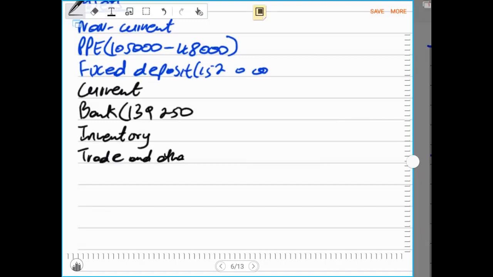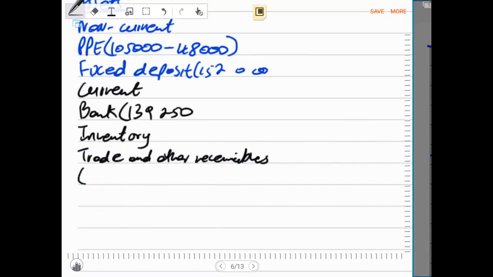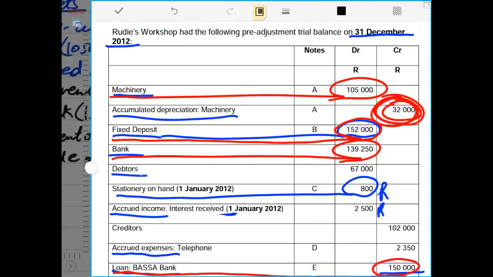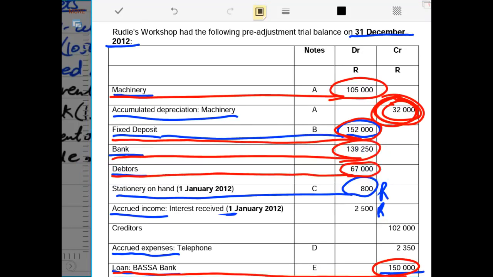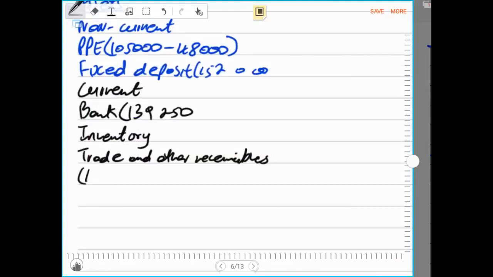Trade and other receivables. Under our trade and other receivables, we have to record the amount of trade and other receivables that we see in the trial balance, our debtors, which is 67,000 rands. So now we first record that as 67,000 rands.